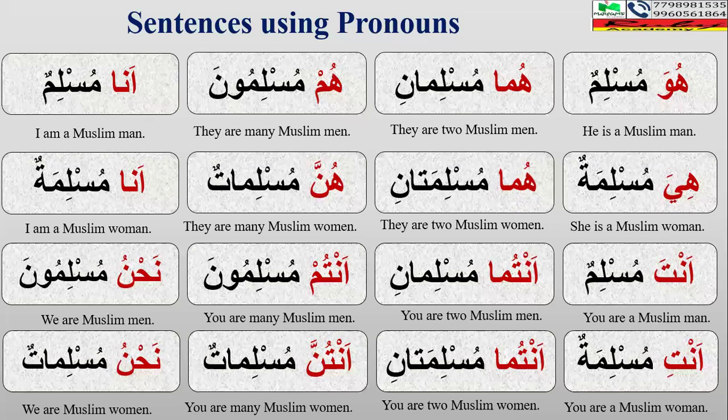The muzakkar and muannas we say are grammatical words, that is masculine and feminine. If you want to say female, male, that would be okay. It is only for understanding. I'm trying to make it easy for you people to understand.